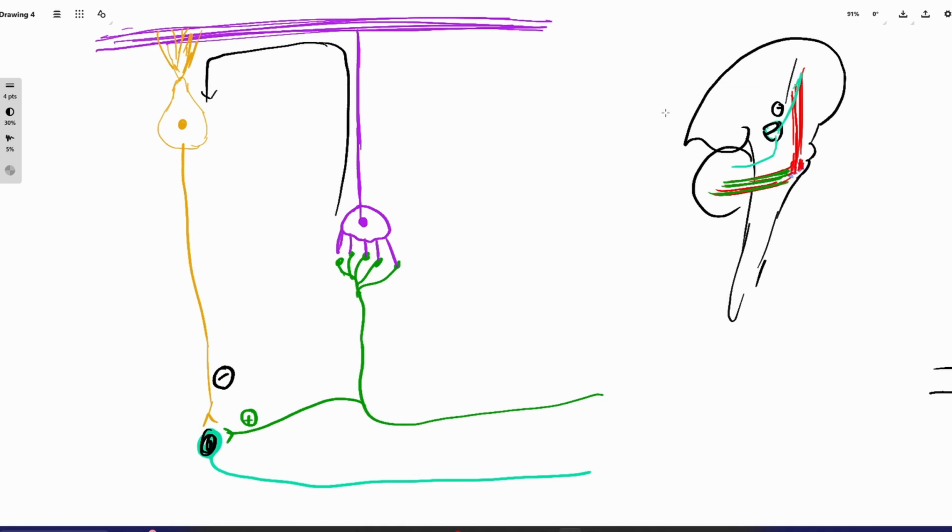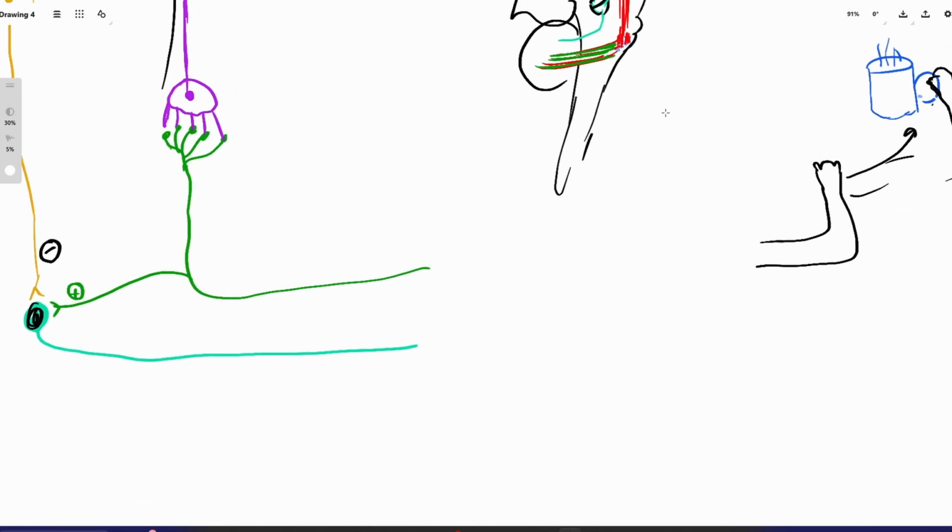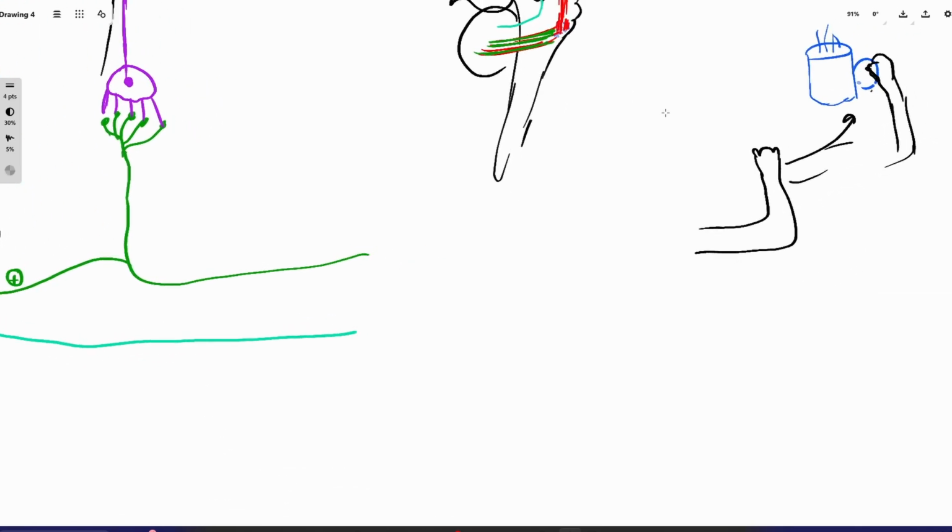So this was the basic idea. Now this was about the mossy fibers. What about the climbing fibers? Actually, the climbing fibers are important for motor learning and for the error signal.